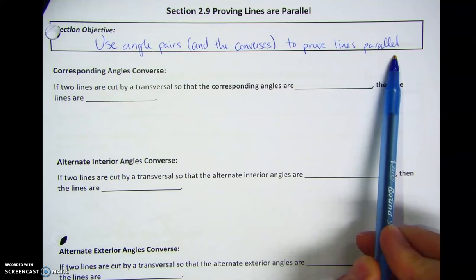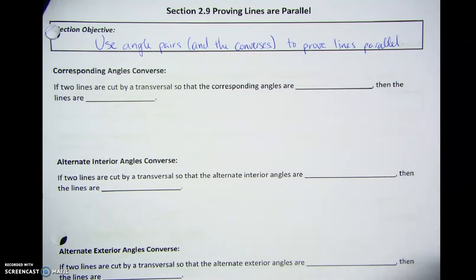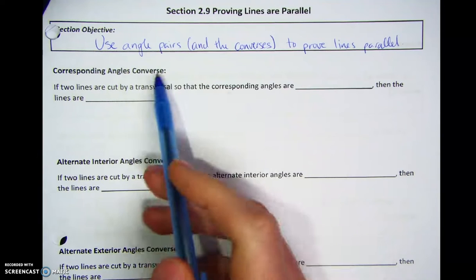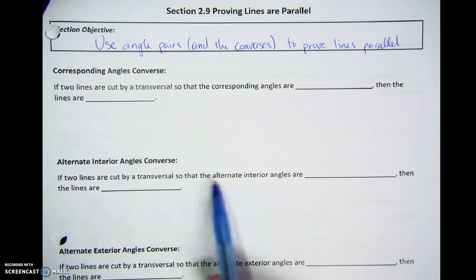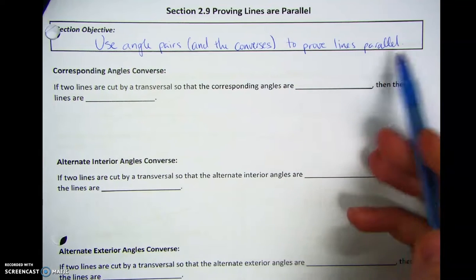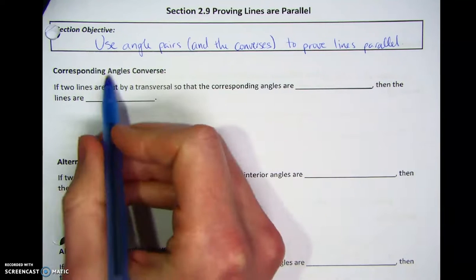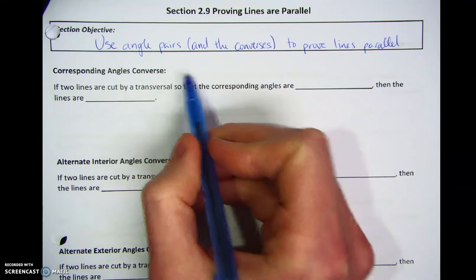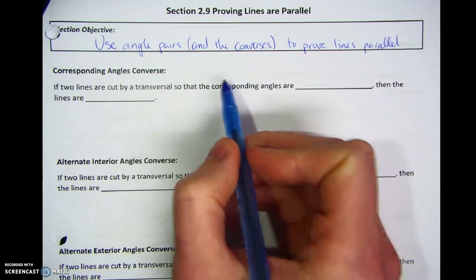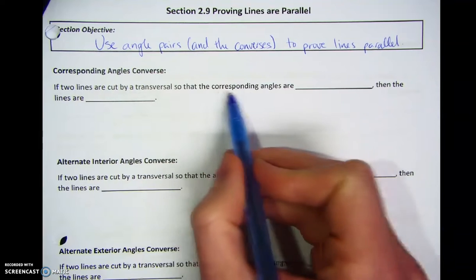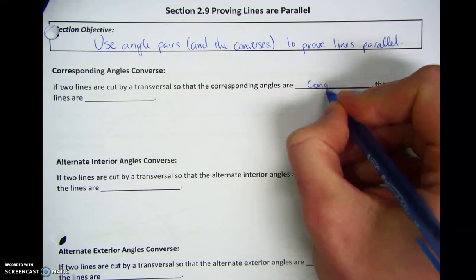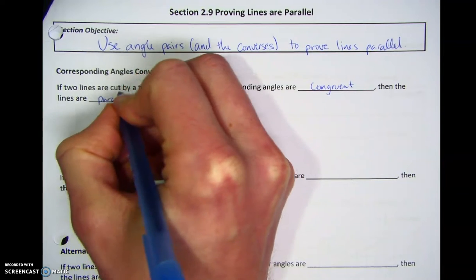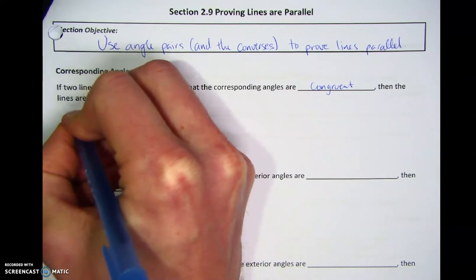So before, in 2.7, we used our angle pairs, corresponding, alternate interior, and so on, to figure out if the angles were congruent. Now we're going to use the converses. If you look down the list, converse, converse, converse, to prove lines are parallel. So if we look here, corresponding angles, converse. We know the theorem said if lines are parallel, then the angles are congruent. Here, because it's the converse, if the corresponding angles are congruent, then the lines are parallel. So again, it's an if-then.